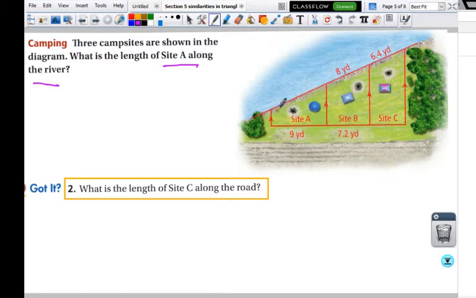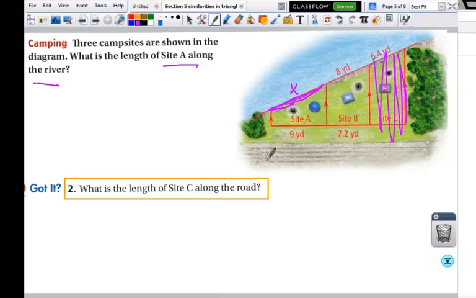So we want to find side A along the river, right? Which is right here. I'm going to call this X, just for fun. On this, I have three sets of lines per side, right? I have 1, and then 2, and then 3. So when I set these up, I'm going to ignore the one that my X isn't touching. It's touching this side B. I'm going to ignore side C for right now. I need it in a minute, but right now I'm just going to ignore it.